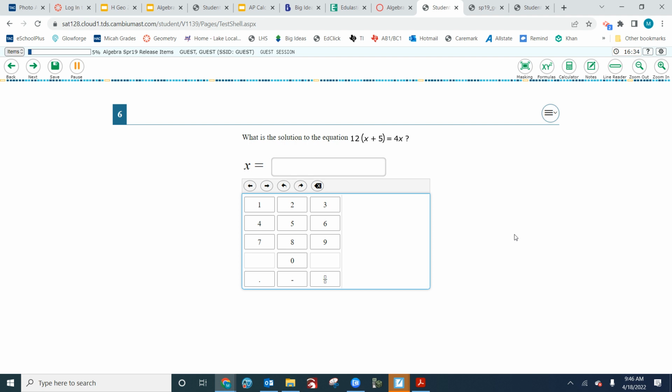Gotta take the 12x over. How do you do that, Logan? Subtract 12x from both sides. I almost said add, so I'm like Elmer Fudd. What do you got? Alexis, what do you got? Keep going. Did you say divide 60 and negative 7.5?